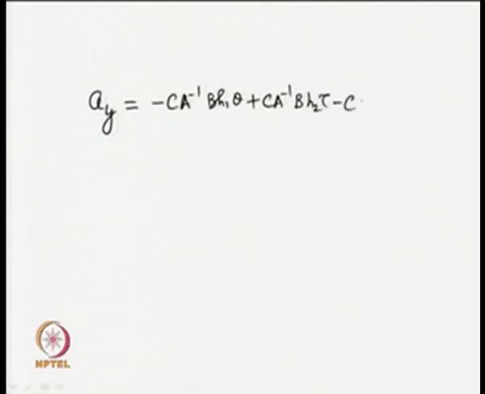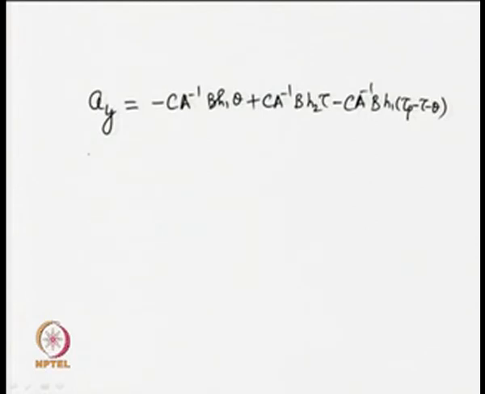Therefore, the output of the relay test has the final form given as A y is equal to minus c a inverse b h 1 theta plus c a inverse b h 2 tau minus c a inverse b h 1 tau p minus tau minus theta. Then what is c a inverse b?